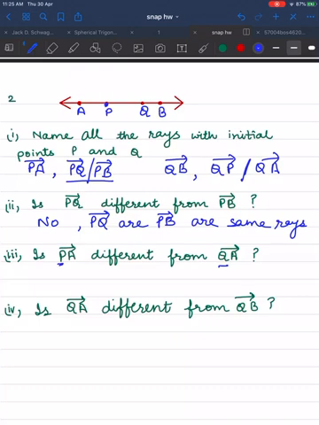Third part, is PA different from QA? Here you can see the initial point of the first ray is P and of the second ray is Q. So yes, PA and QA are different rays.